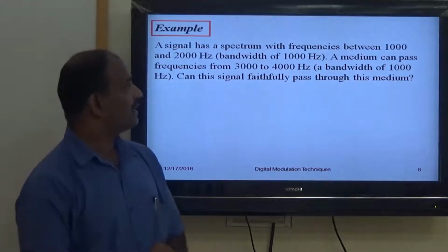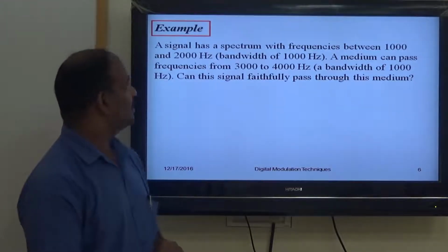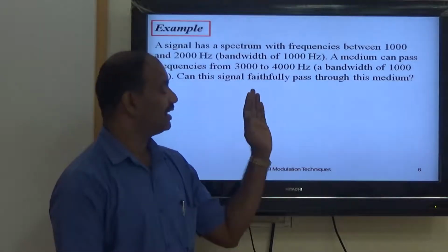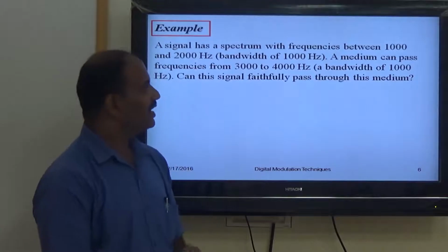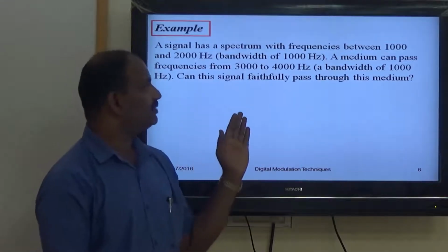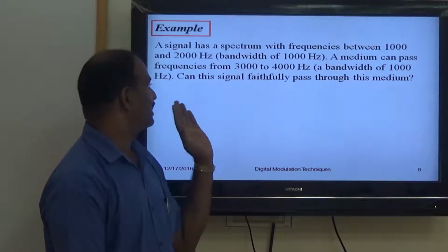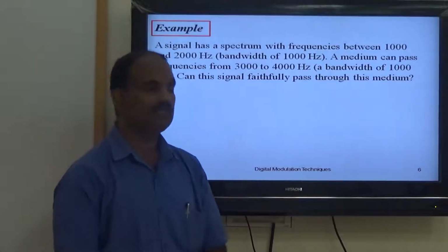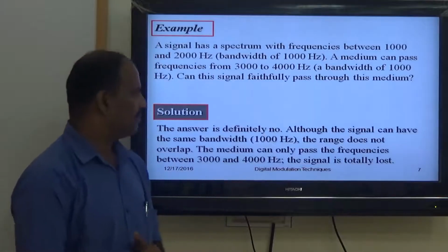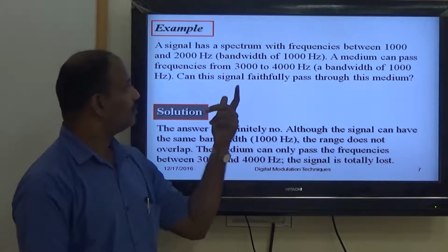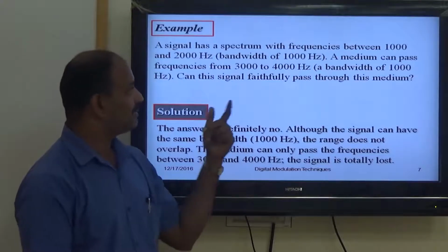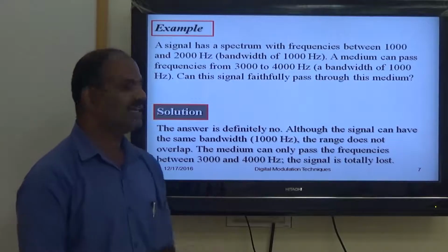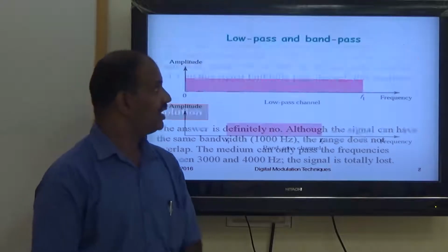A signal has a spectrum with frequencies between 1000 Hz and 2000 Hz. The total bandwidth from upper to lower frequency is 1000 Hz. A medium can pass frequencies from 3000 to 4000 Hz, again a bandwidth of 1000 Hz. Can the signal pass through this medium? The answer is no, because the original signal is from 1000 to 2000 Hz, but the channel supports 3000 to 4000 Hz. So definitely the signal cannot be passed, it is totally lost.